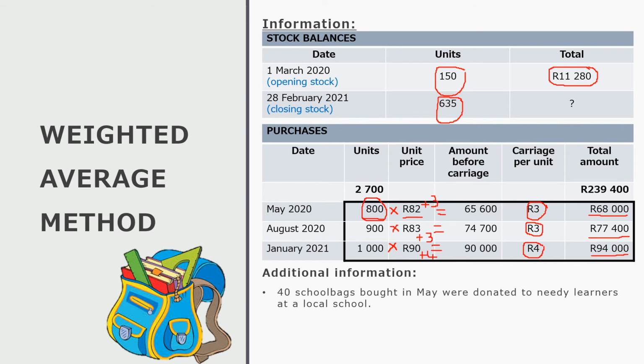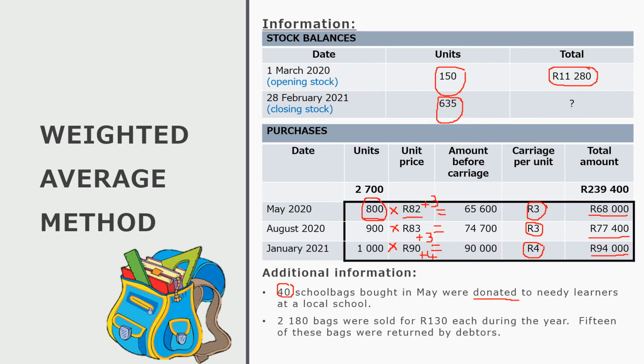Then they tell us also that 40 school bags bought in May, okay, 40 school bags that were bought in May were donated to needy learners at a local school. Okay, this is important. You'll see how this is going to affect our calculation just now. Then during the year, 2,180 bags were sold and the selling price is 130 Rand each. And 15 of these bags were returned by debtors. Okay, how we're going to deal with this, you will see when we do the calculation.